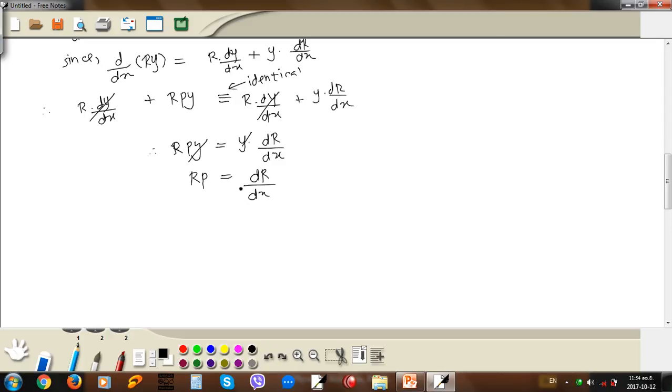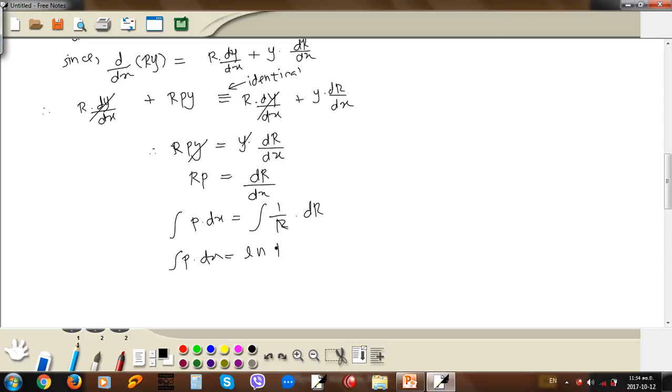Now what we can do is separate the terms, right? Here we know that p is a function of x, so I am taking p for this side, x for this side. p times dx equals 1 over r times dr. Now I can integrate both sides. Then integration of p dx equals integration of 1 over r dr, which means ln r.